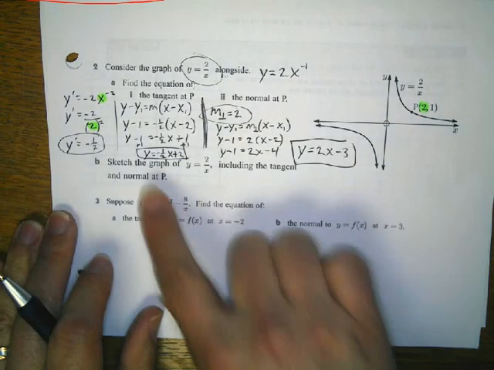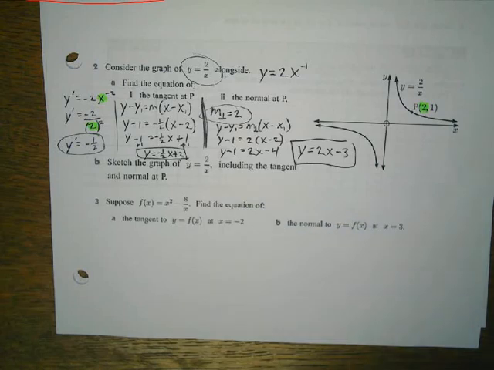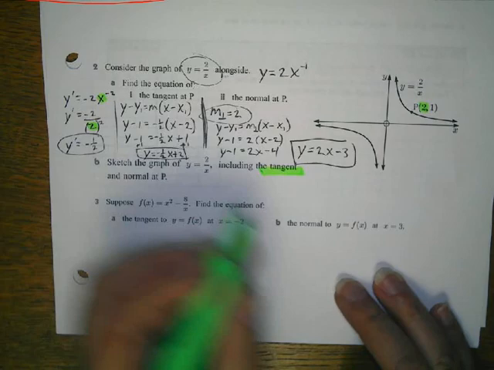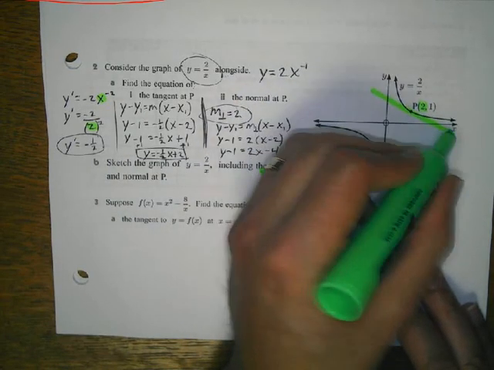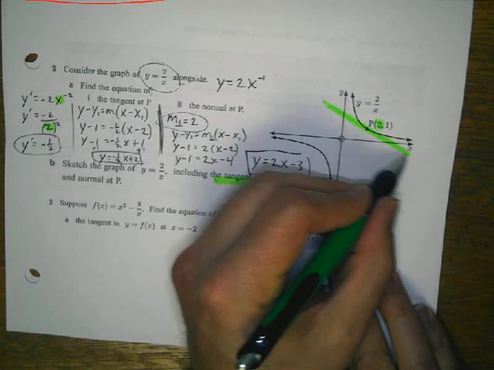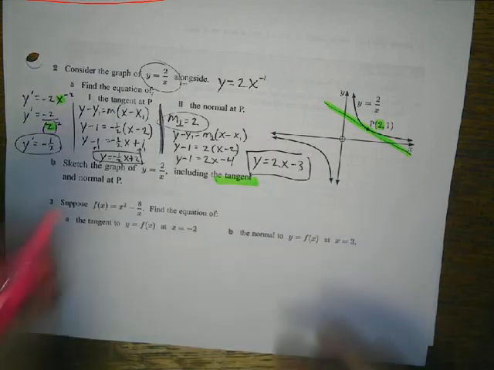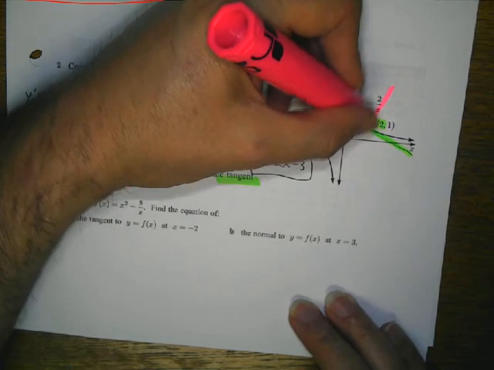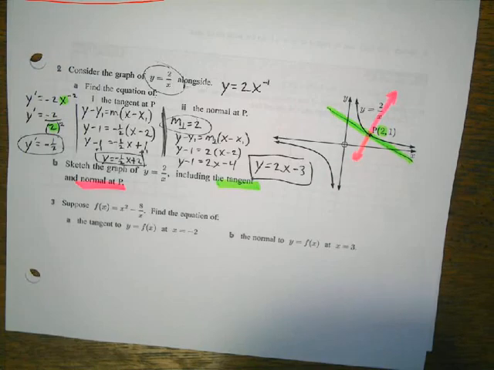Okay, sketch the tangent and the normal. Okay, so the tangent is going to go through that point, and that's what it's going to look like. Okay, now to sketch the normal, it's just going to cut through there at a perpendicular. Okay.